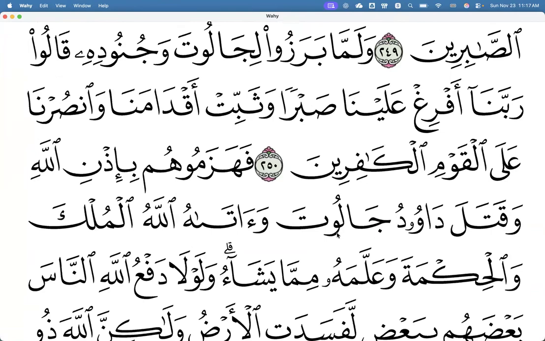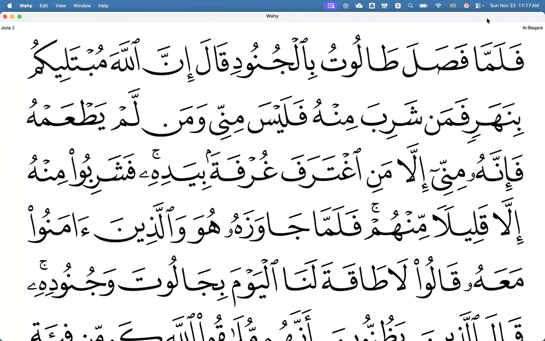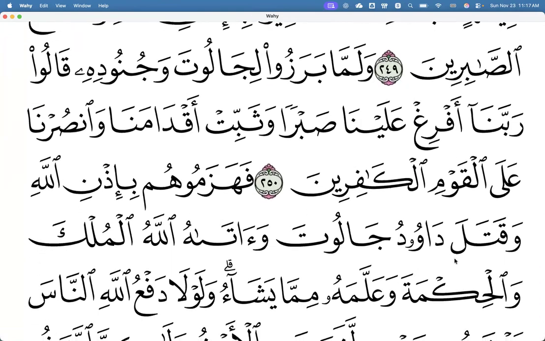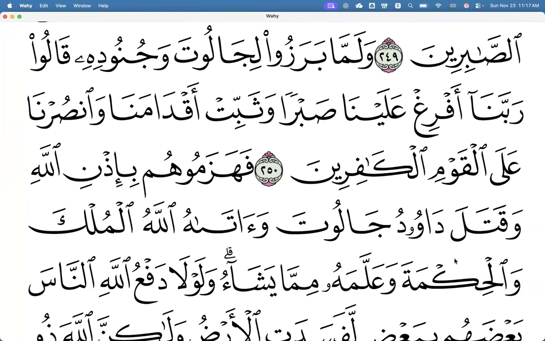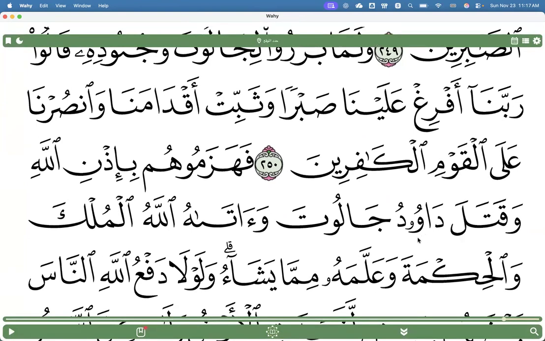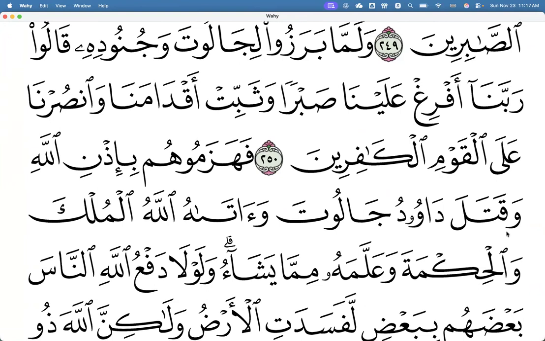So you know the story of David and Goliath? Yes, I think we've covered that before. So I want to show you something here. Who killed whom in the story of David and Goliath? David killed Goliath, right? Jalut. Yes. So look at this sentence.